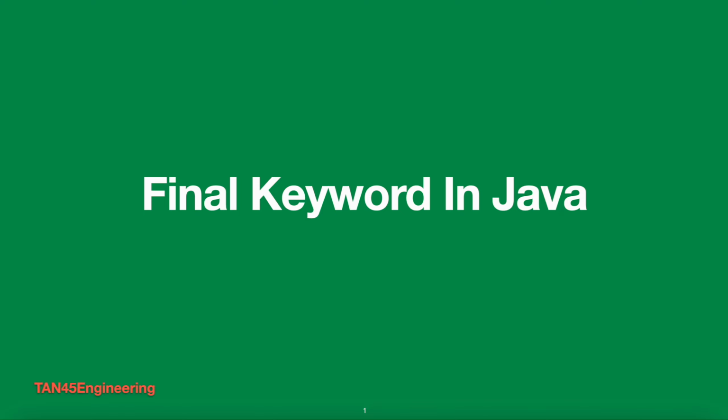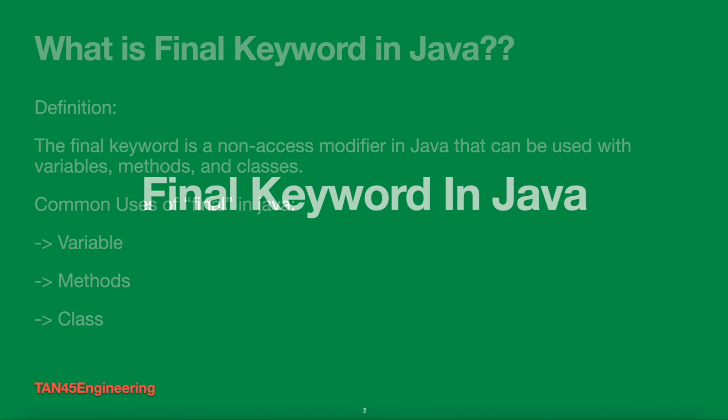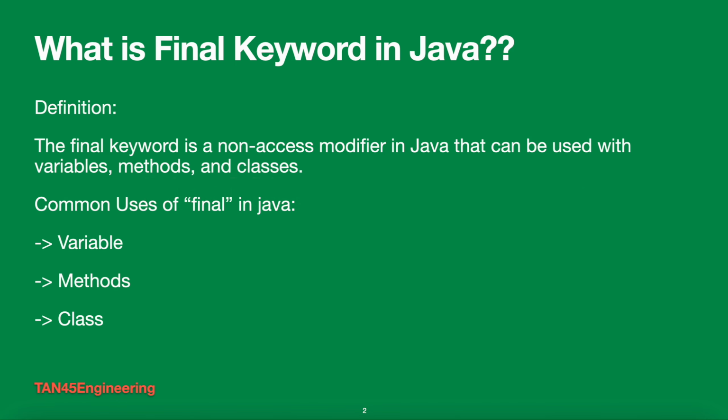Engineering, and today's topic is the final keyword in Java. The final keyword is a non-access modifier in Java that can be used with variables, methods, and classes. We'll learn the use cases with each of them and also the code examples. Access modifiers are generally public, private, default. This is a non-access modifier.